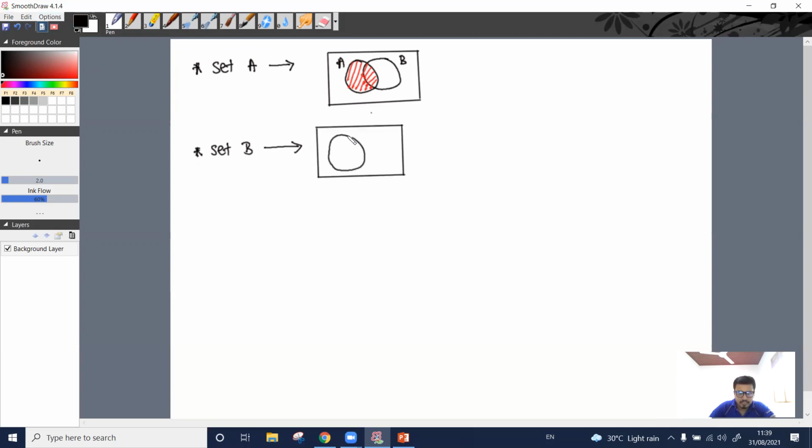This is set A, this is set B. Set A and set B. Set B means what then? This whole area, this whole circle belongs to set B. Right.